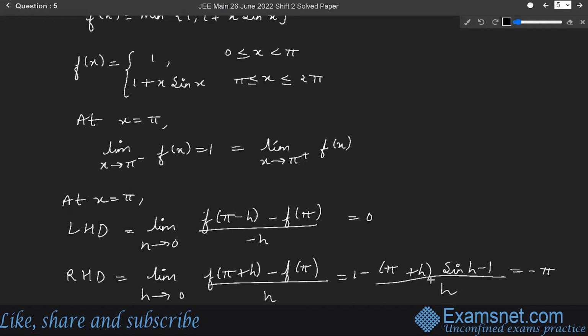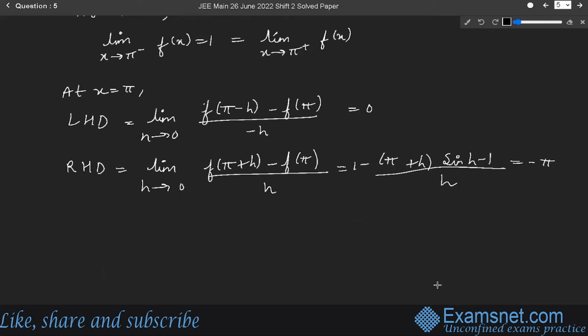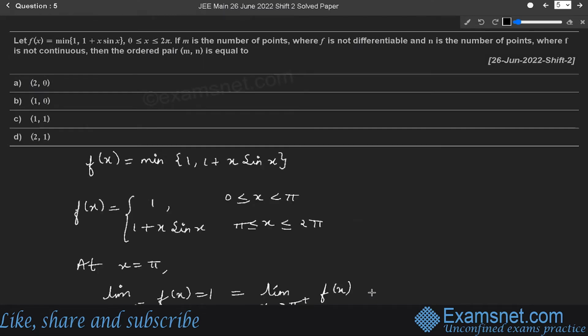Since the left hand derivative is not equal to the right hand derivative, we can say that f of x is not differentiable at x equal to pi. So m comma n, which is the ordered pair, is equal to 1 comma 0. Hence we can say that the correct option for this question is option B.